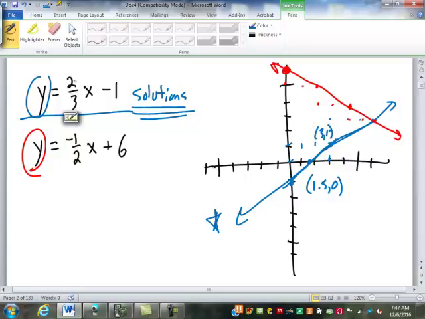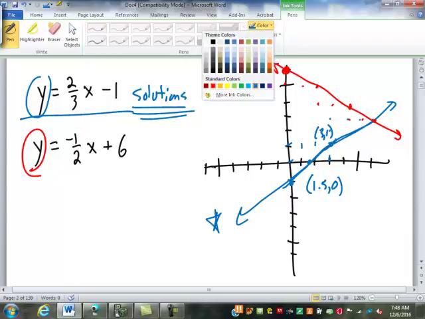If I put that in there, it's going to be true. 2/3 times 3 is 2, minus 1 is 1. It makes that true. Any point on that blue line, if I take its x and y coordinate, it will make that equation true. That is a picture, a graphical representation of all the solutions to that equation.